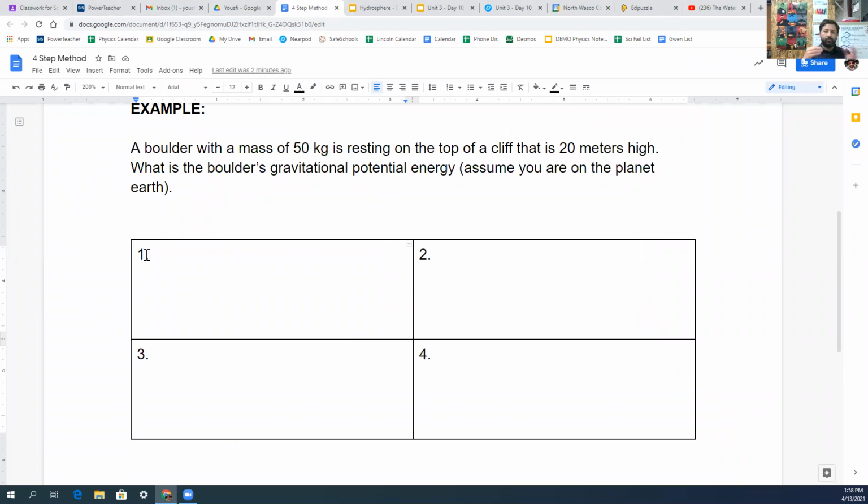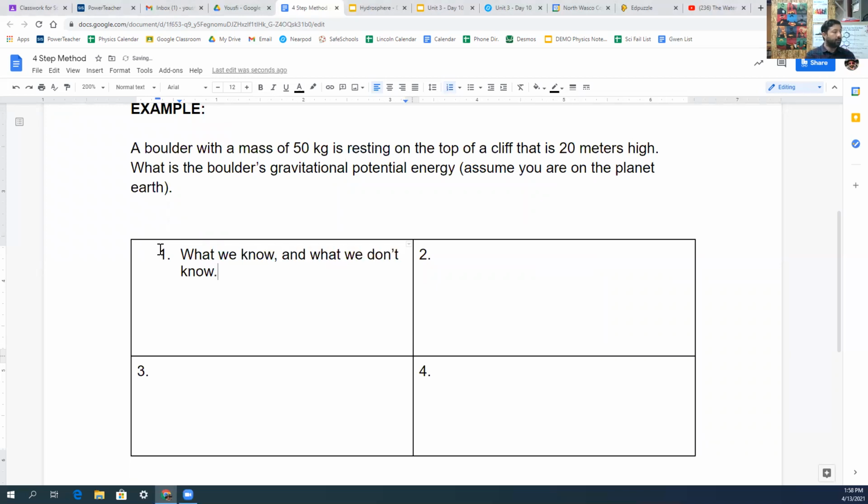And what we're going to do to help us figure out this problem is use this four-step method. You can see that there's four boxes here, box 1, 2, 3, and 4. And so in this first box, we are going to list out what we know and what we don't know. So that is what we're going to list in this box.